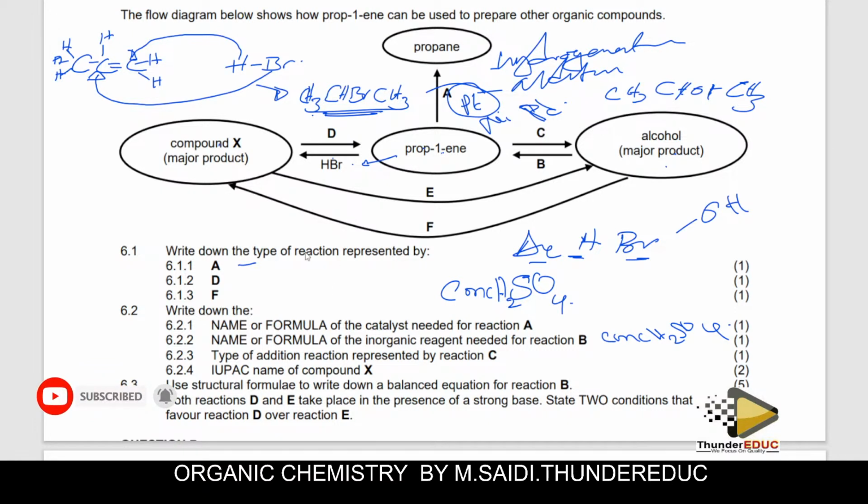IUPAC name of compound X. Where is compound X? Yeah, it's here. Bromine is on carbon atom number 2, so it's going to be 1, 2, 3. So it's going to be propane, but bromine is on carbon atom number 2. So it's going to be 2-bromopropane. Yes, 2-bromopropane. And then now they're saying use structural formulae to write down the balanced equation of compound B.